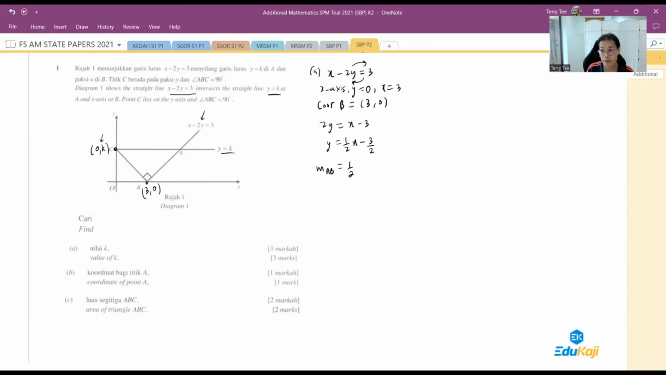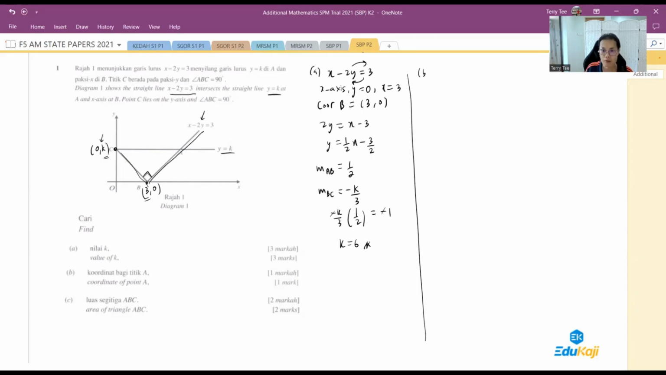At the same time, we can find the gradient of line BC by using negative y-intercept over x-intercept. My y-intercept is k, my x-intercept is 3, so it's negative k over 3. And we know, because they're perpendicular, the gradients multiplied together must be -1. We can cancel the negative. This 3 times 2 is 6, multiplied over k, so k is just 6. Okay, so the first part isn't too difficult.